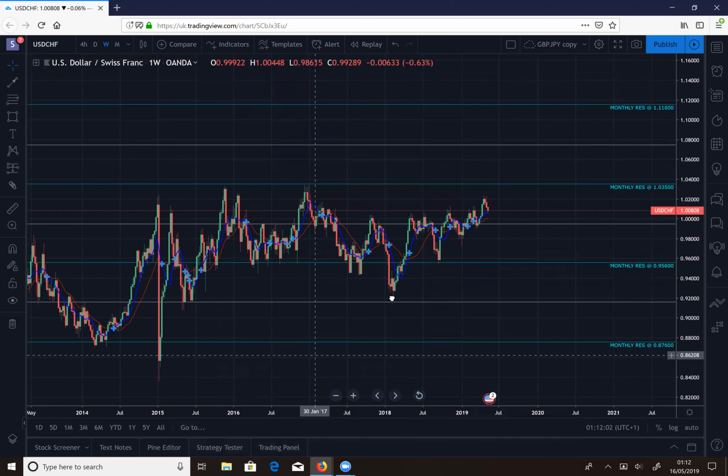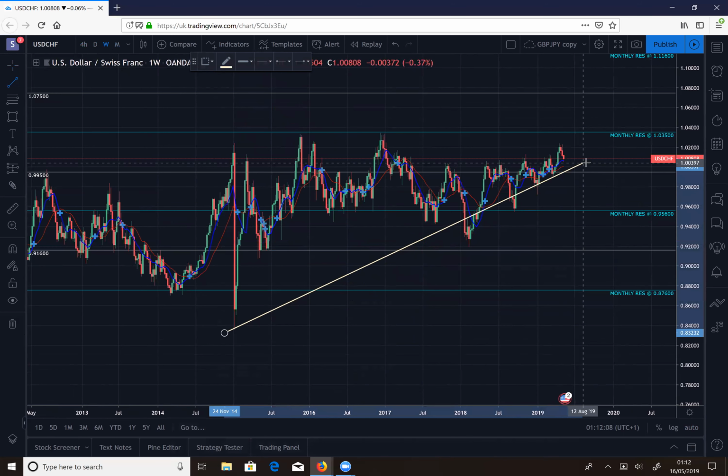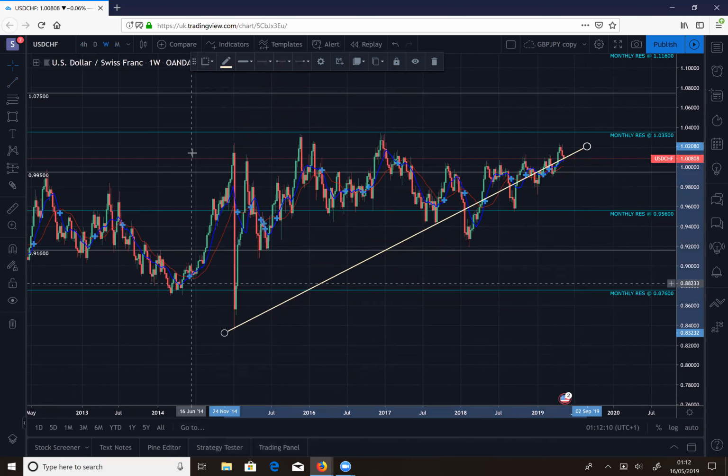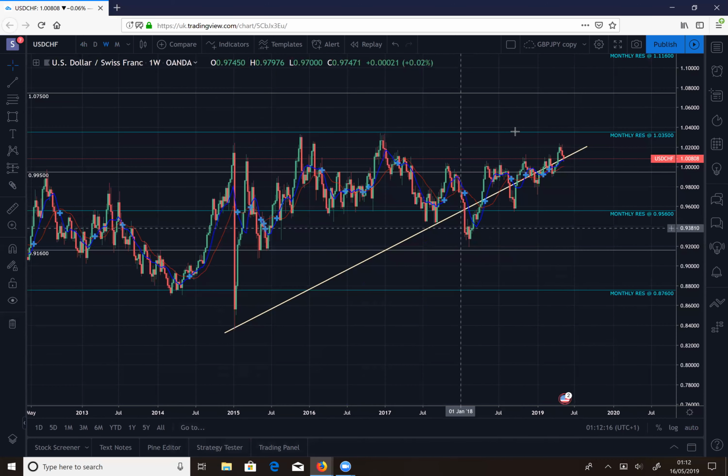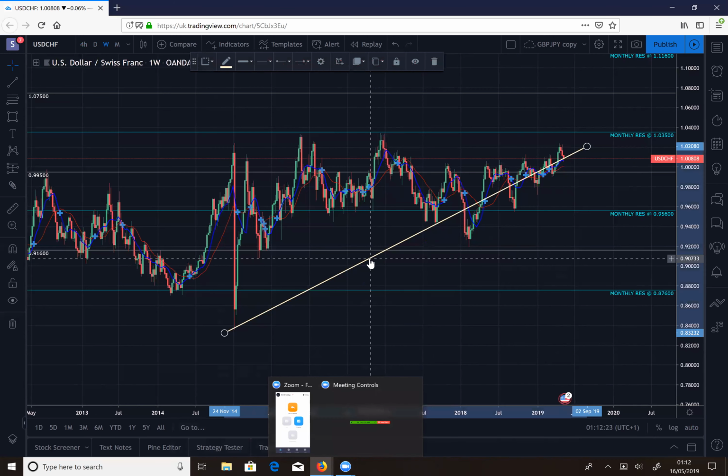So weekly, you can see that here on the weekly, just to draw it pretty quickly, we've got an ascending wedge pattern. Okay. We broke above the wedge, retested. Okay. Boom. That's that.